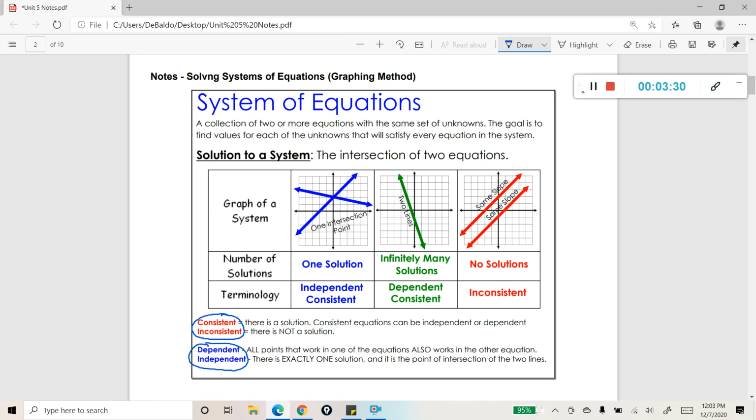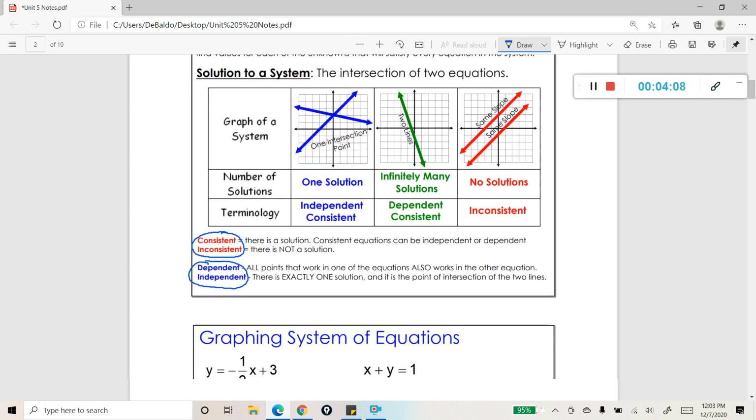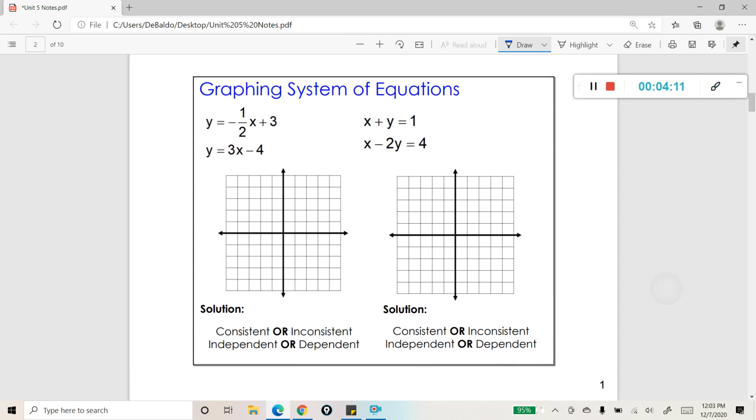But looking back up at the chart here, going to the row that says terminology, you can see that the blue graph that I have, not only does it have one solution, but that means that it is independent and consistent. The one that has the two lines on top of one another in green, you can see that this has infinitely many solutions, which means that it's dependent and consistent. And then of course our red parallel lines here, of course it doesn't have any solutions, which means that it is inconsistent. So that's just some terminology that we're going to be talking about. So let's go ahead and begin graphing these systems.